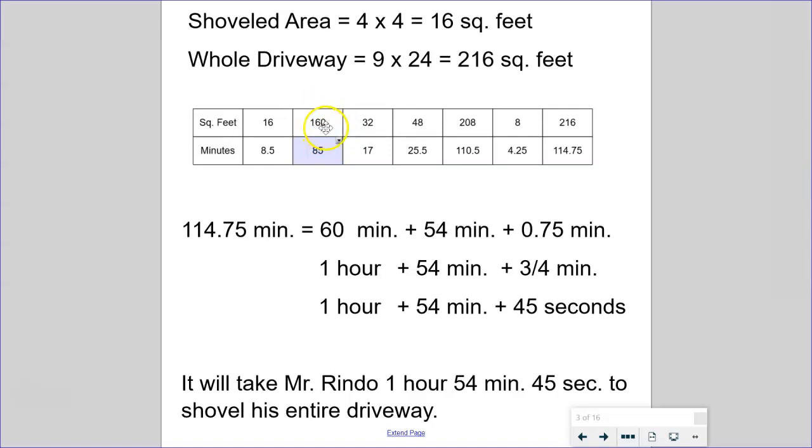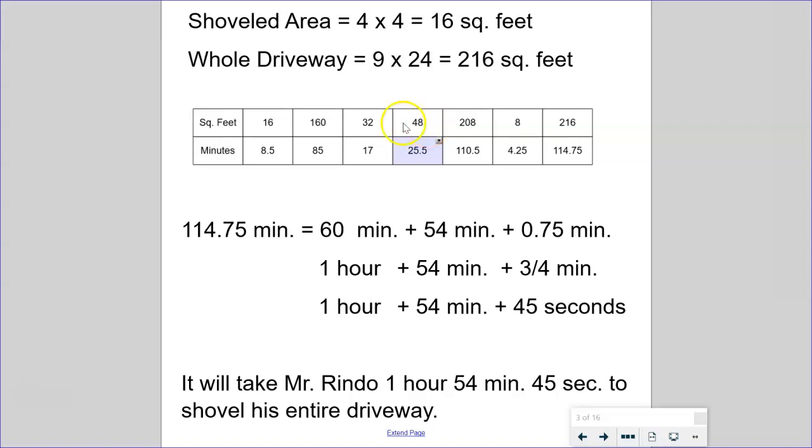And then from there, I realized that I wasn't that far off, that 160 square feet is 56 square feet away from the 216 that I'm trying to solve for. So I took this 16 and I doubled it. So 16, if I double it, is 32. And then I took the 8.5 minutes and I doubled that, and that gave me 17. So once I knew that 32 square feet would take 17 minutes, I added the 32 square feet and the 16 square feet to get 48, which means I had to add the times as well. So 17 minutes plus 8.5 minutes gives me 25 5/10 minutes.